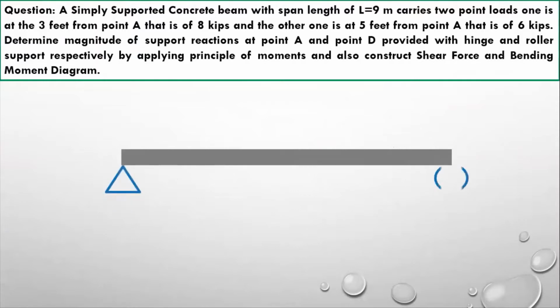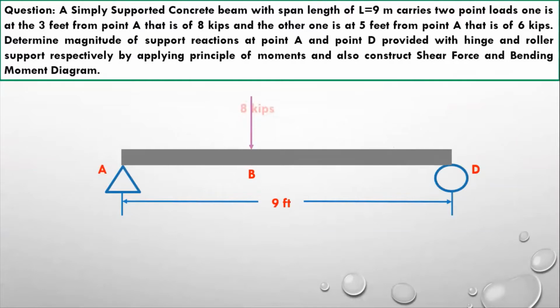So here is a simply supported beam which has 2 point loads, and the length of the beam is 9 feet, which is also given in the question. The point B has a point load of 8 kips, and the point C has a load of 6 kips. Point B is 3 feet from point A. You can see it in the diagram as well.